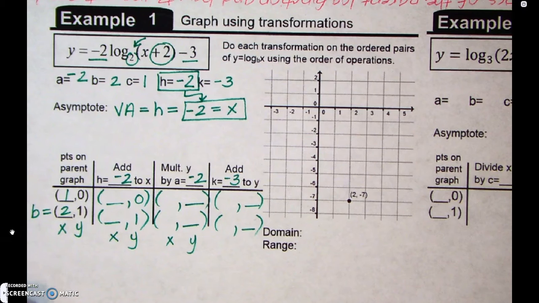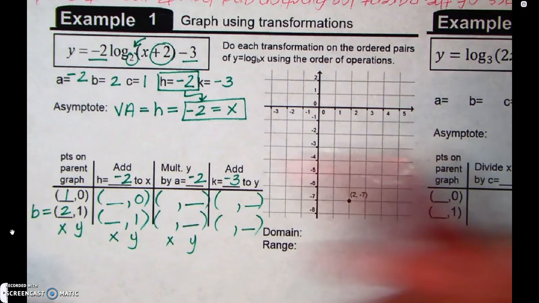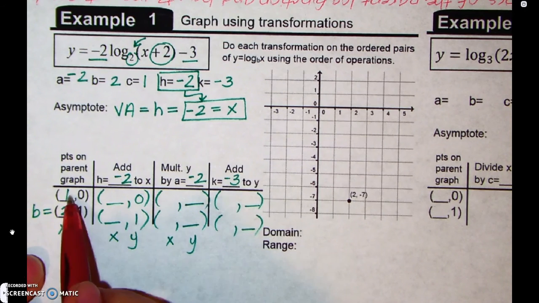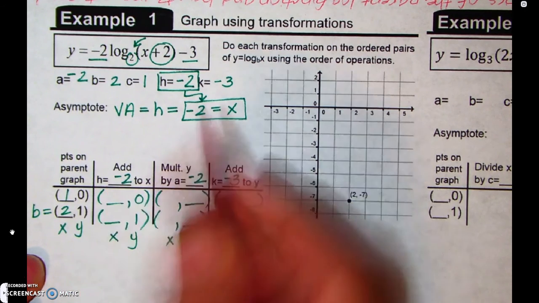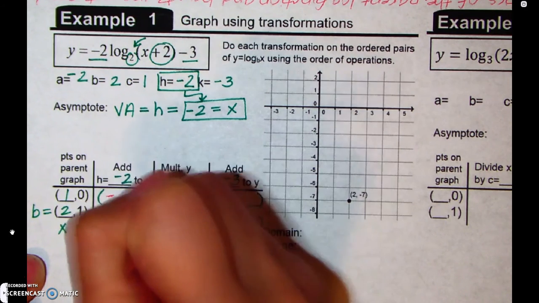Okay, so that's just setting up the equations. So now let's do the math. If you add -2 to x, 1 minus 2 would be a -1.